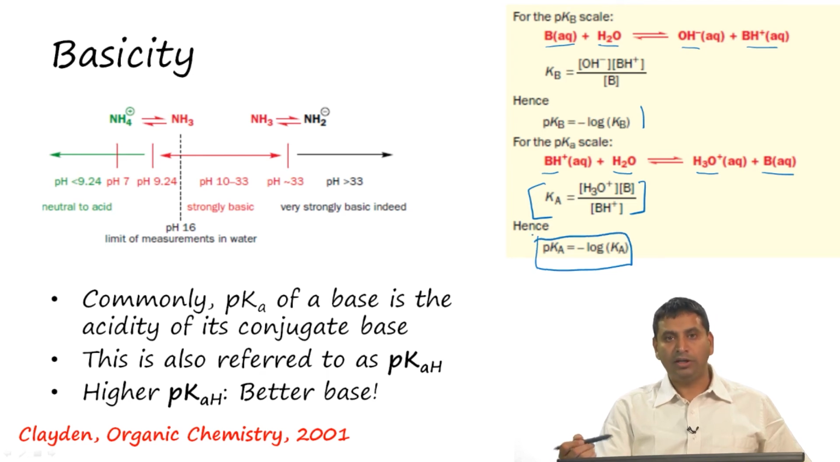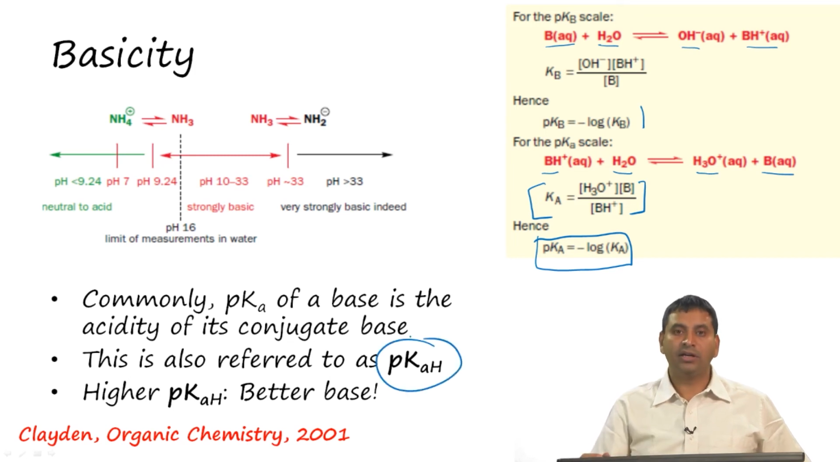So, commonly pKa of a base is the acidity of its conjugate acid. So, therefore, it is also referred to as pKaH. It is not a very commonly used term, but pKaH is nothing but a measure of how good the acidity of the conjugate acid is. So, higher the pKaH, the better the base.